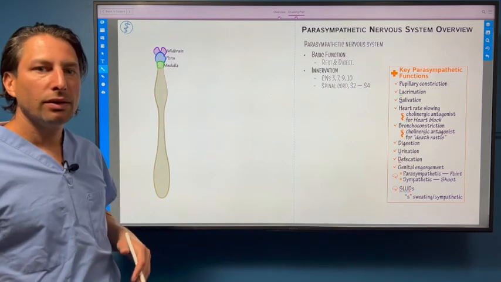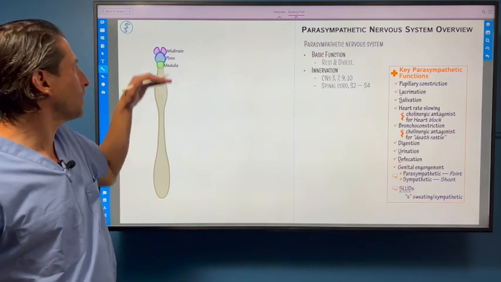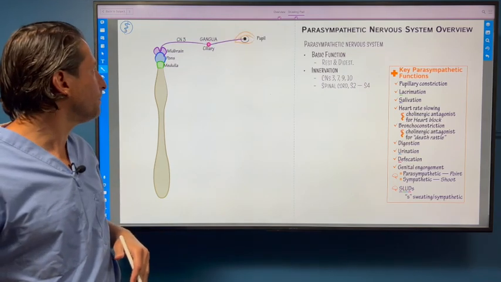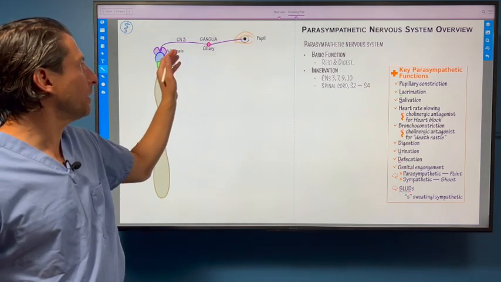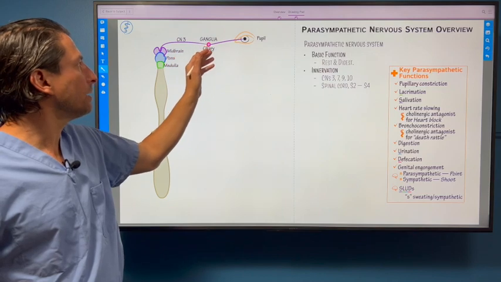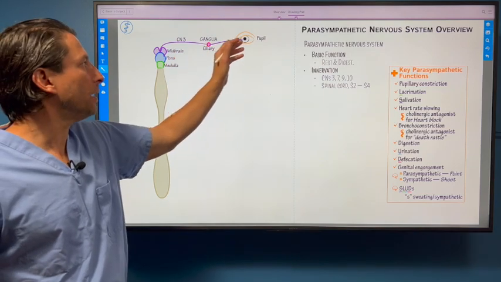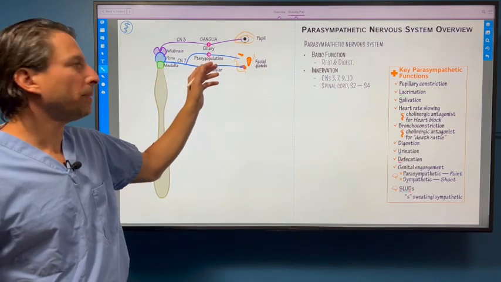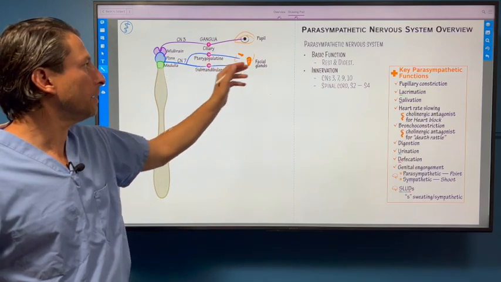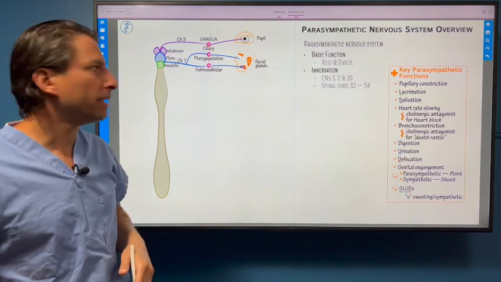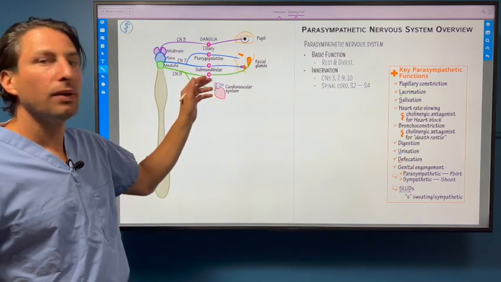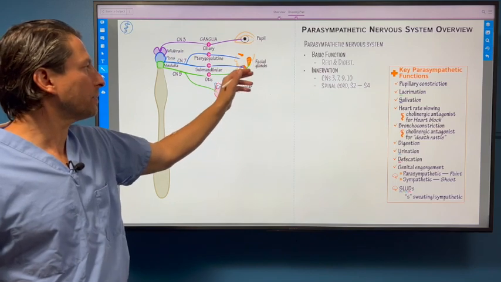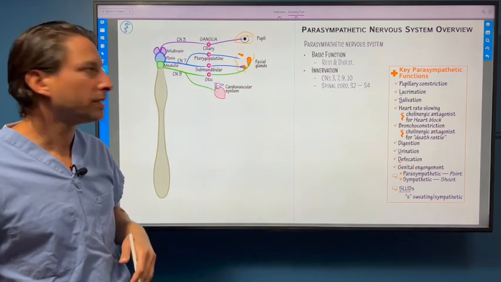Here is our neuroaxis. Again, we're going to be talking about the cranial nerves and then the sacral level of the nervous system. From a cranial standpoint, 3 hits the ciliary ganglia and then causes pupillary constriction. 7 hits the pterygopalatine and submandibular ganglia and then innervates facial glands. 9 hits the otic ganglion and innervates facial glands as well as the cardiovascular system.